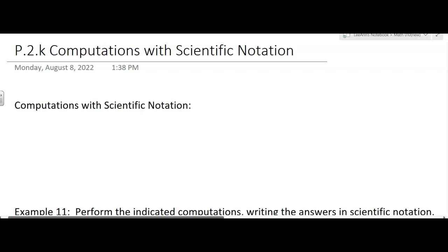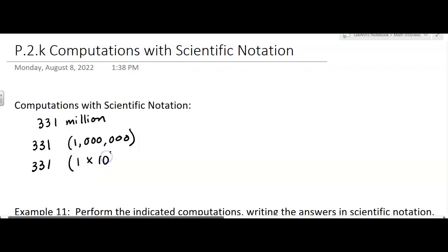Okay, so we want to be able to do computations with numbers that are written in scientific notation. Now, remember on the last problem, we said we wanted 331 million. Let's say you didn't know what that looked like. You'd say, well, it's 331, and then I know a million is 1,000,000, and then I'm going to write this as 1 times 10 to the 6th power. So you could write it that way, right?